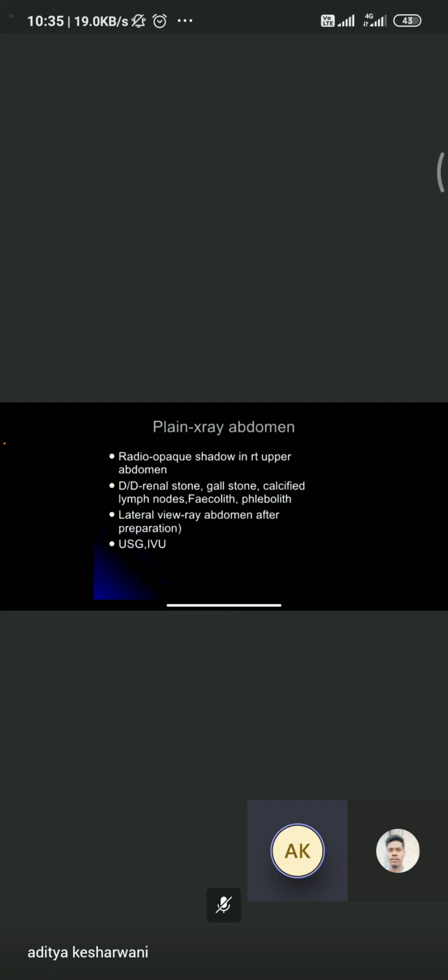Same thing I have told, the differential diagnosis is a renal stone, gallstone, calcified lymph nodes, pancreatolith or phlebolith. A lateral X-ray abdomen after preparation is useful for this. Or USG or IVU. IVU is intravenous urography, that is IV.